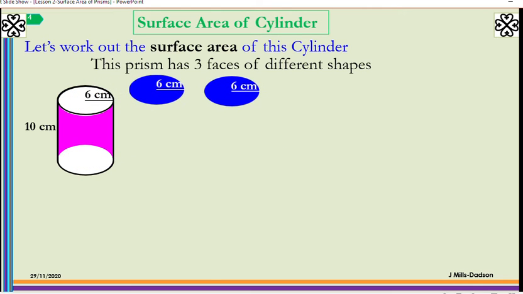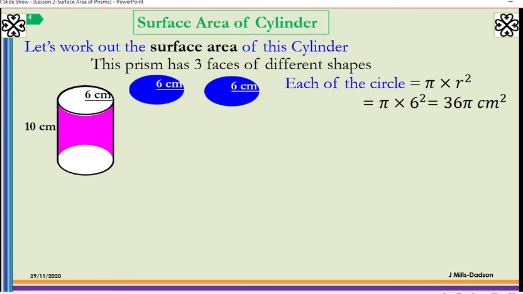So you can see that we all know the formula for the area of a circle is pi r squared. Pi r squared. And we know that the radius is 6, so pi times 6 squared is 36 pi cm squared. But there are 2 of them, so we double our answer because there are 2 circles.